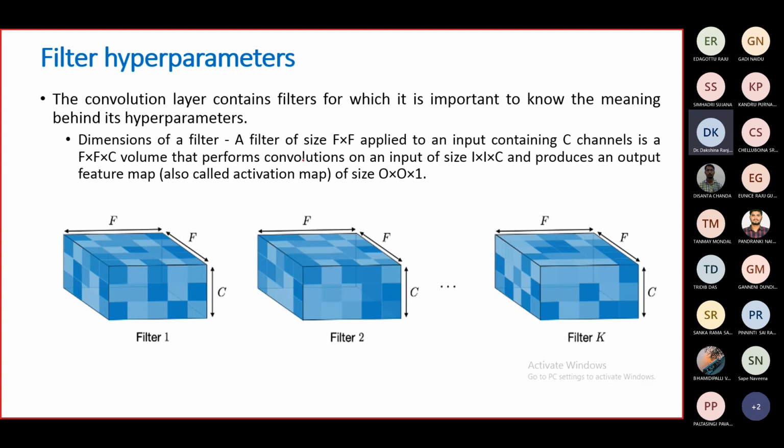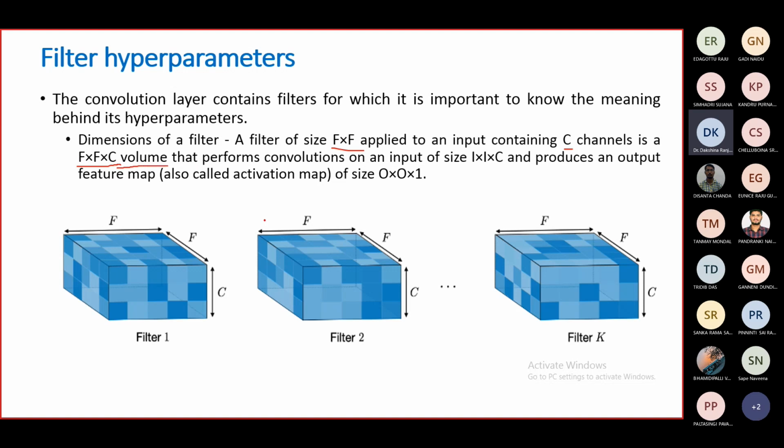Now, if we apply an f by f dimension filter to an input image containing C channels, C channels means for a grayscale image C becomes 1, and for a color image C becomes 3. So the dimension of the filter becomes f into C. Okay. So depending on the value of C, the dimension of the filter becomes f into C. And if C is found to be 3, then this becomes the volume.